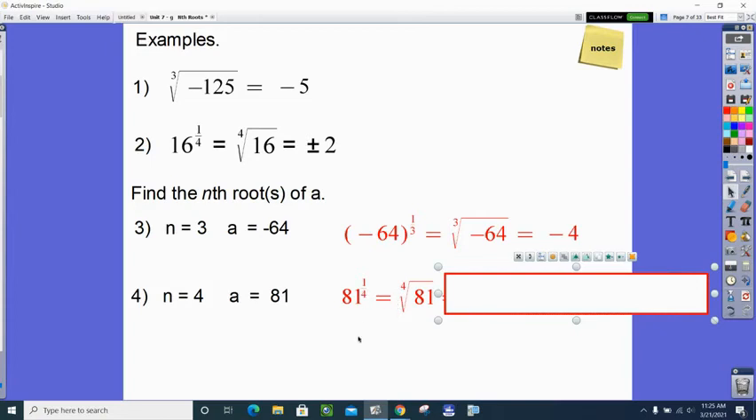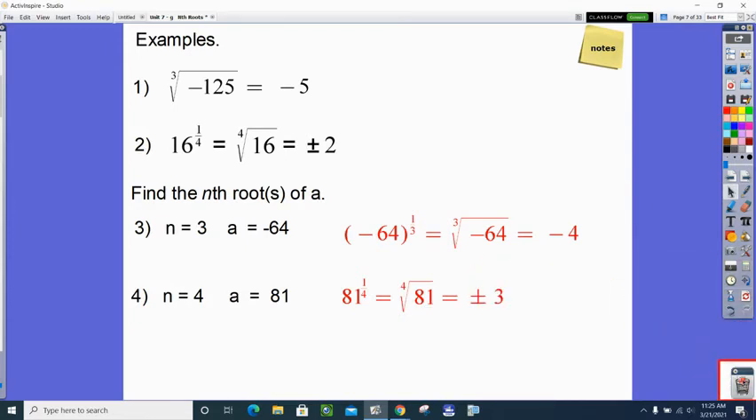So the 4 is your index of 81. So what number to the fourth is 81, or numbers? The minute I see that's even, I'm thinking, could there be two answers? This is positive, so I'm going to have two answers. What number raised to the fourth power is 81? And it would be plus or minus 3. 3 to the fourth is 81. -3 to the fourth is 81.